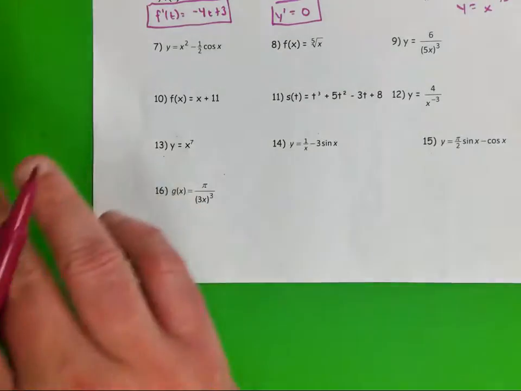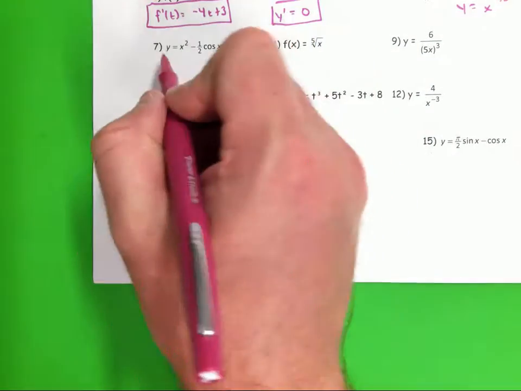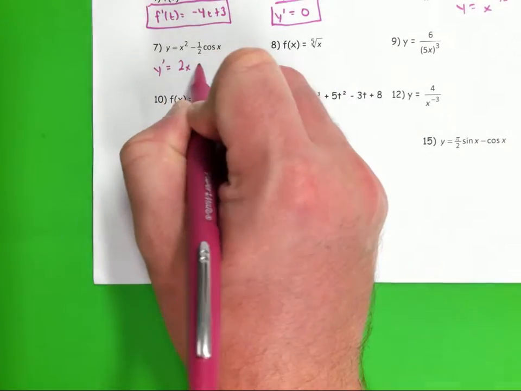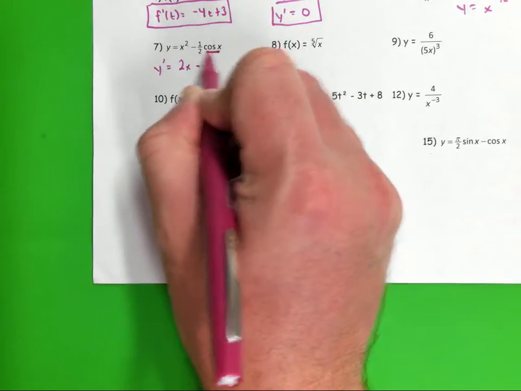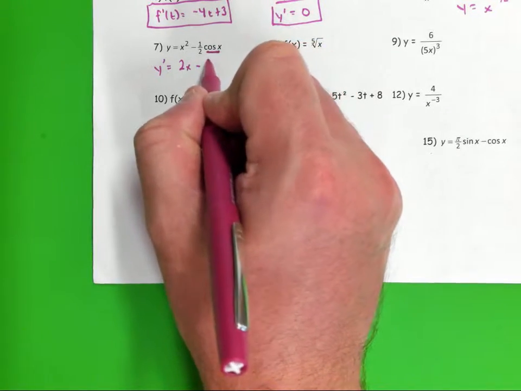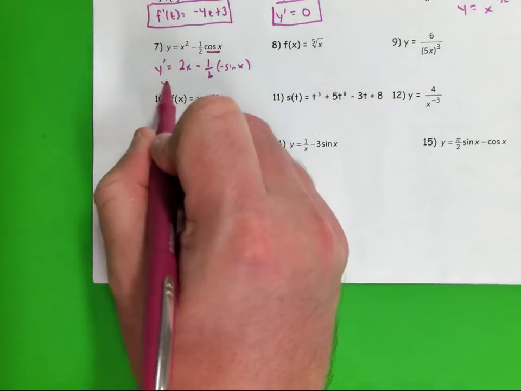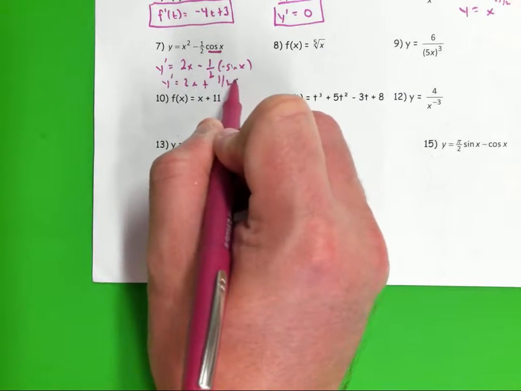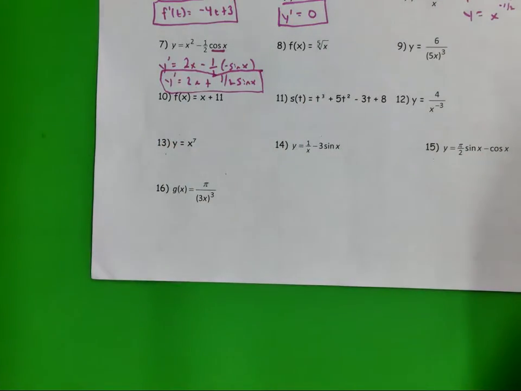Number 7, I have no variable in the denominator. I do not have any radicals, so I do not need to rewrite it. So I'm just going to find the derivative. y prime equals 2x minus, okay, remember, when you're dealing with trig functions, you just find the derivative of the sine or cosine. This is cosine, and the derivative of cosine is negative sine. Alright, so my final answer would be 2x, a negative times a negative is a positive 1/2 sine x.